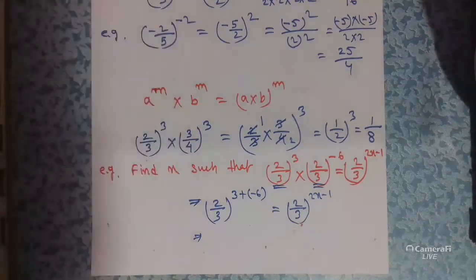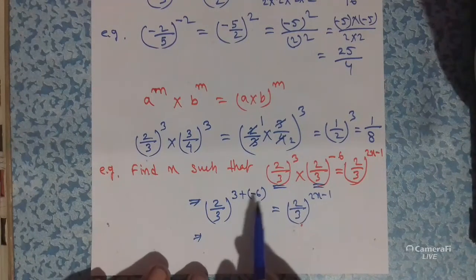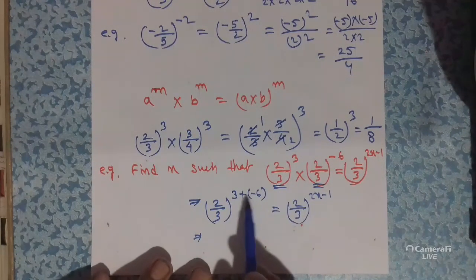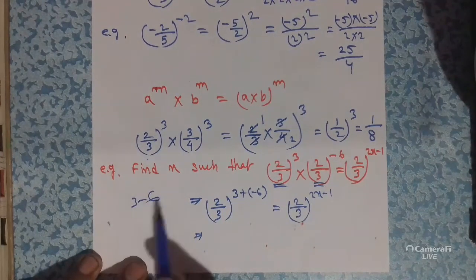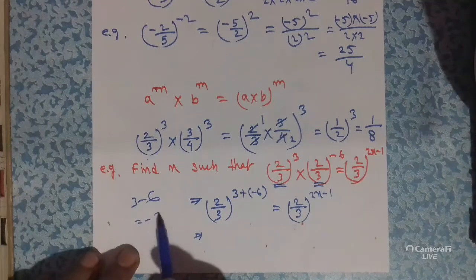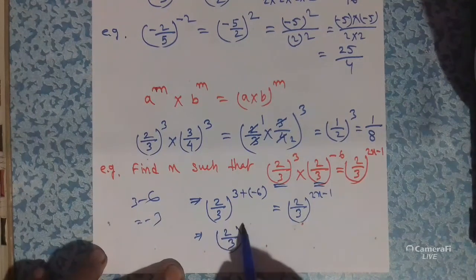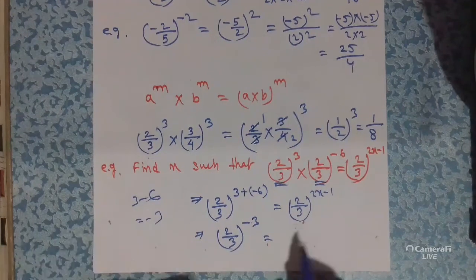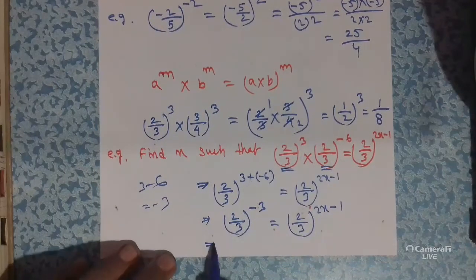So 2 by 3 to the power 3 plus minus 6. So 3 and plus minus minus 6, so it will be 3 minus 6. So 3 minus 6, that means minus 3. So it can be written as 2 by 3 to the power minus 3. And the right hand side also 2 by 3 to the power 2x minus 1.